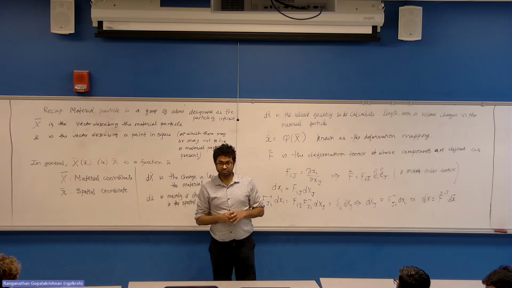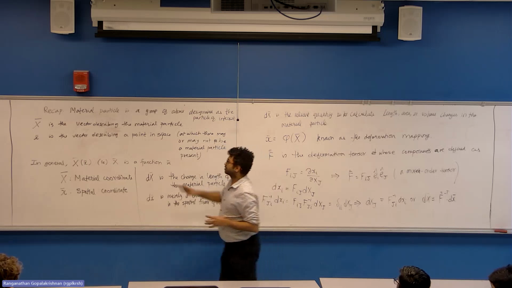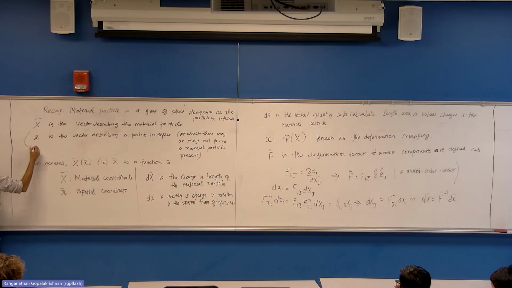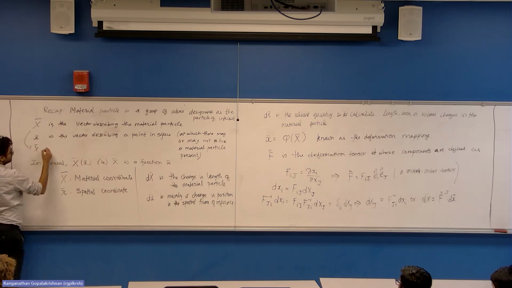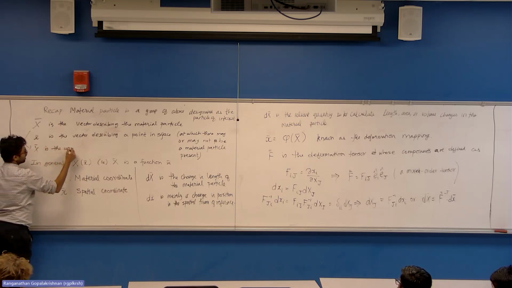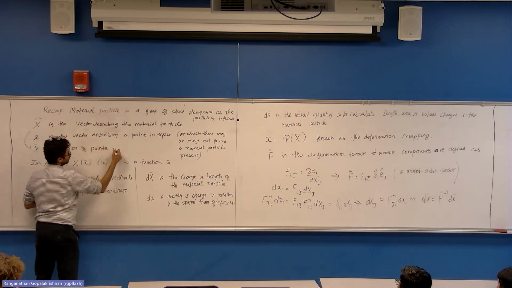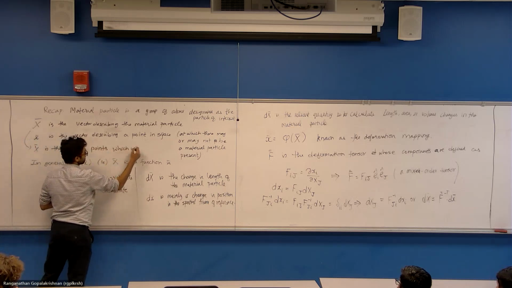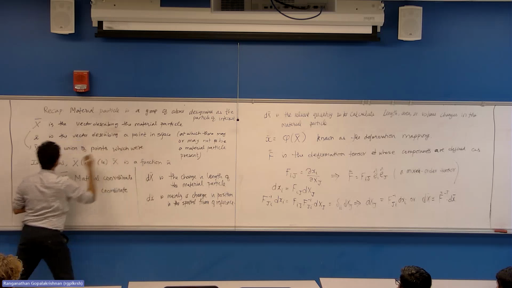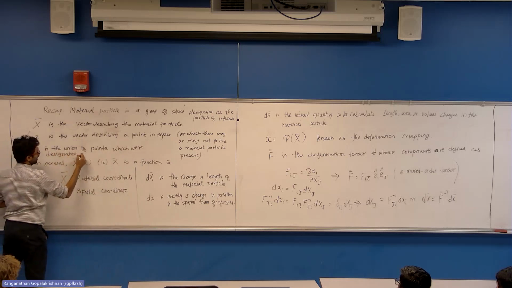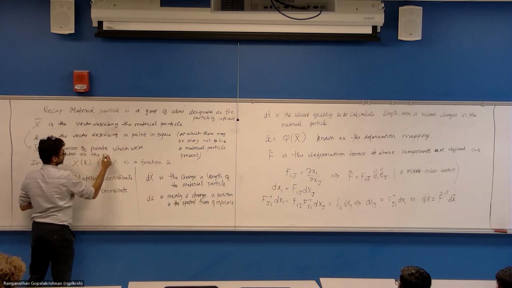Breakups into different particles, it's four or three. It is, X can be written as... X. You're right. X is the union of points which were initially designated as the material particle.